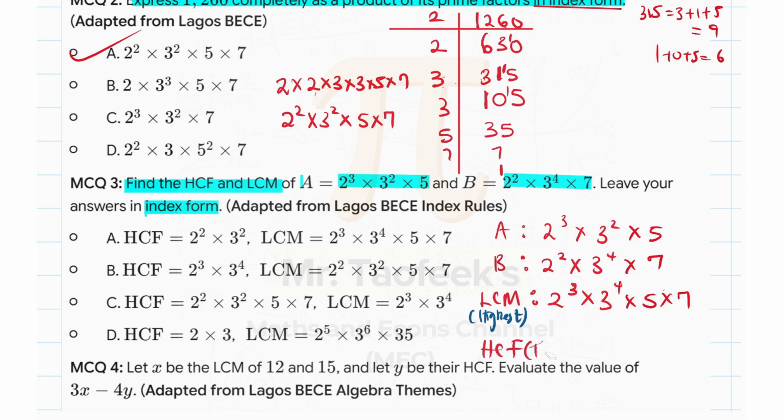And whatever doesn't appear in both of them, you don't consider it at all for the HCF, okay? For the HCF, you're looking at the lowest power. Whatever does not appear in both of them, you don't write it. So let's start by looking at 2 to the power of 3, 2 to the power of 2. Which one are we going to pick, guys? Yes, 2 to the power of 2.